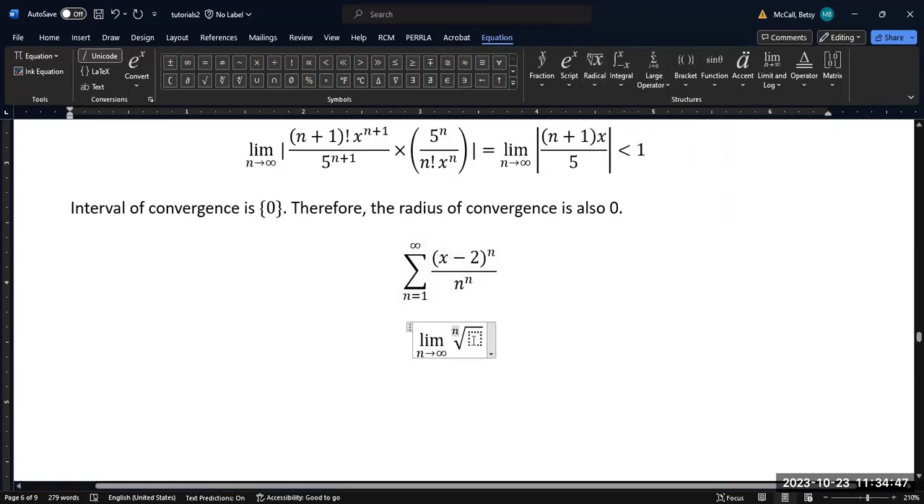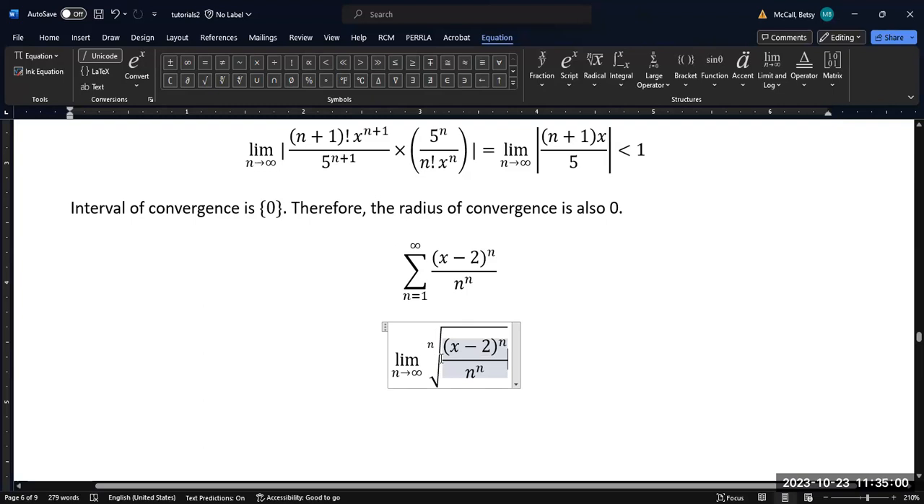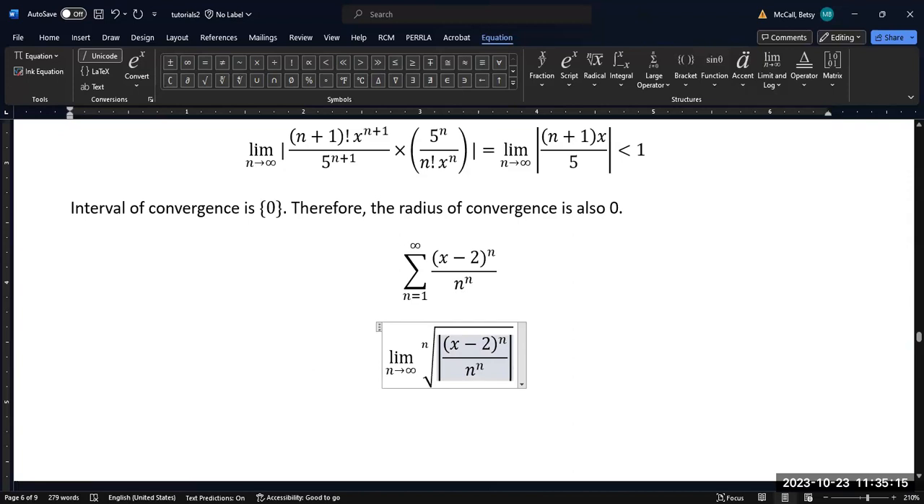But since this is n to the n, this is the one case where I feel like the algebra for the ratio test is just a little bit harder. And so doing the root test is going to save me a lot of trouble. Technically, these are absolute values under the square root here, because you need the expression to be positive when you take an even numbered root.